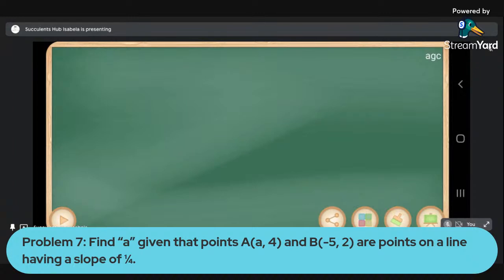Okay, so we have our problem number 7 here. Ayun, sorry, nakamute pala yung mic ko kanina. Problem number 7. Ayun, paki-solve na lang yung problem number 7. Find a given that points A having the coordinates a, 4 and B having the coordinates -5, 2 are points on a line having a slope of 1/4.